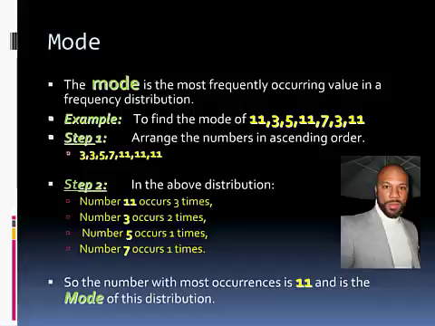Then we need to look at this distribution. Number 11 occurs 3 times, number 3 occurs 2 times, number 5 occurs 1 time, and so does number 7. Based on this distribution, we can say that the mode is 11. It's the most common response. And therefore, with the most common response, we can make recommendations that caters to that common response.